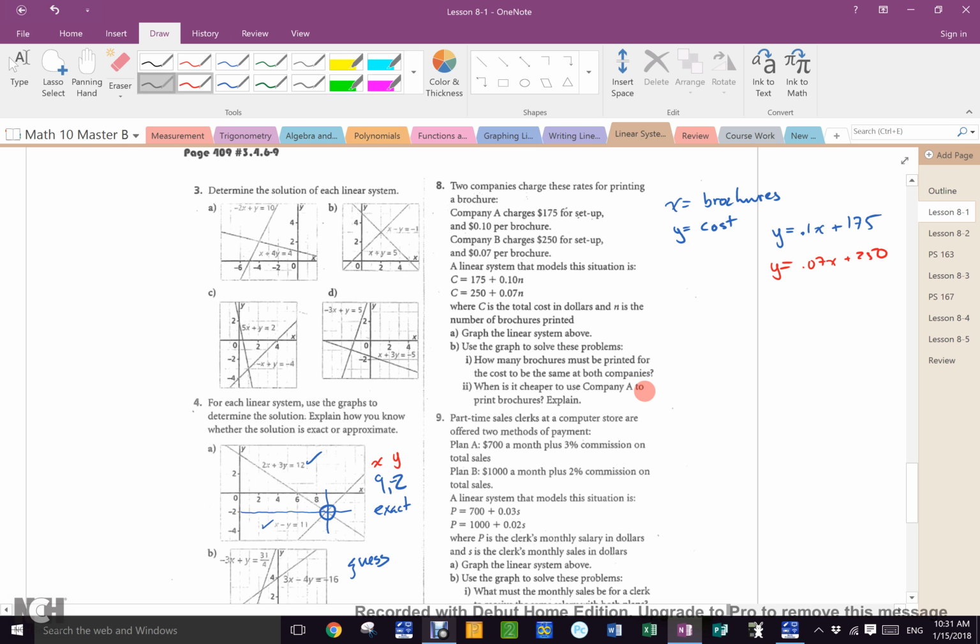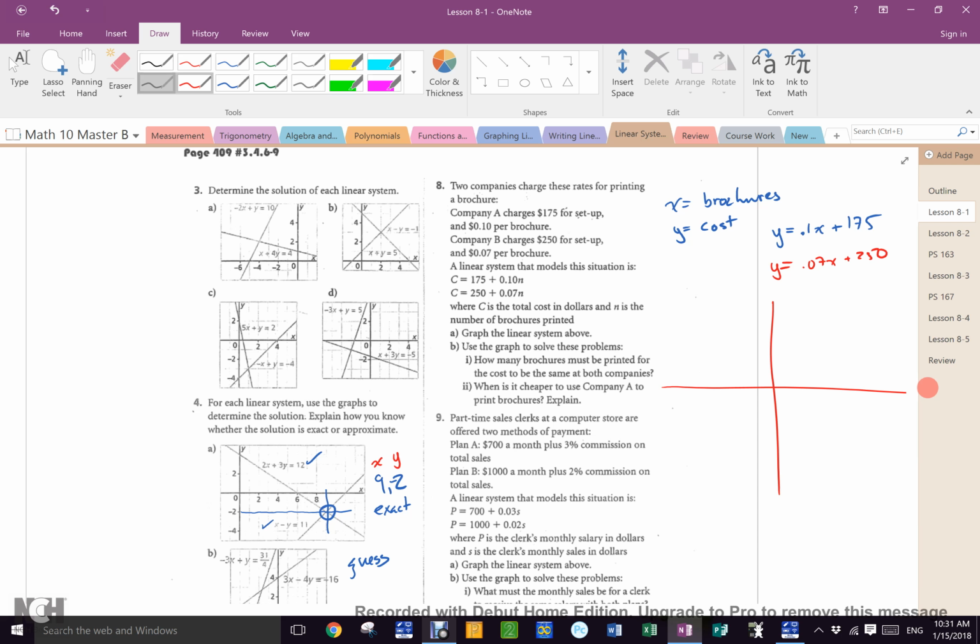Now, why is this difficult to graph? What makes these two lines difficult to graph? The 0.1 and 0.07 and the size of the cost, right? So it's one that you should really work with scales on, right?